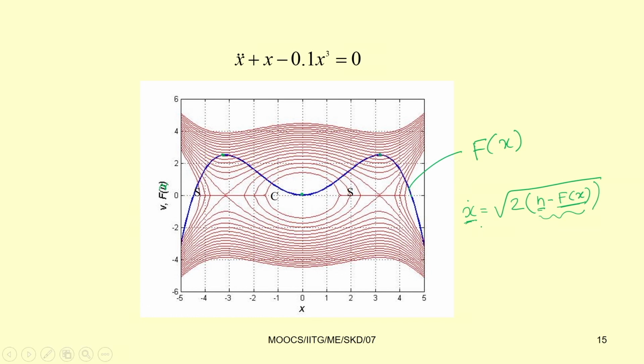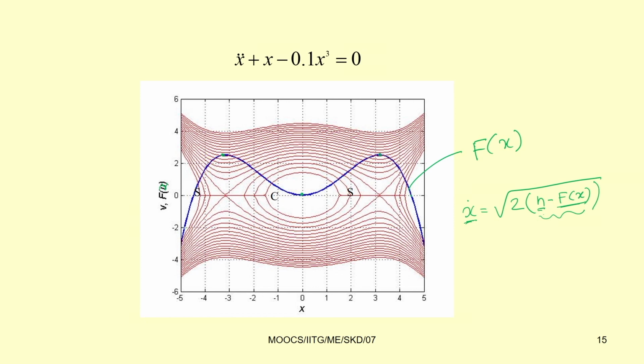So, let us take this line, we can take any line. Let this be constant h. You take any value of h and then start plotting x versus x dot. By taking a value of h less than this, there will be no flow. If you take a value of F(x) less than this h, then only there will be some motion in the system.